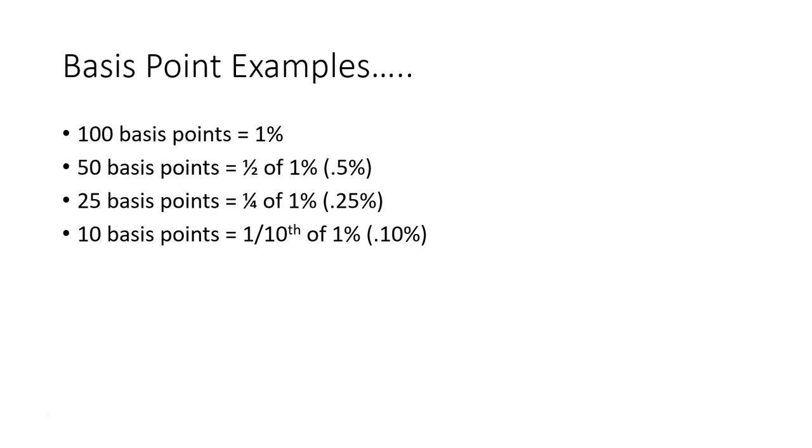Let me give you some examples of basis points. So 100 basis points is 1%. Therefore, 50 basis points is 1/2 of 1%, 0.5%. 25 basis points is 1/4 of 1%, or 0.25%, and then 10 basis points is 1/10 of 1%, or 0.10%.